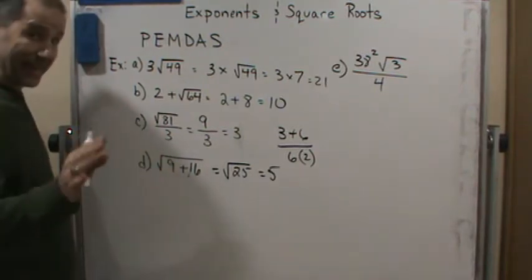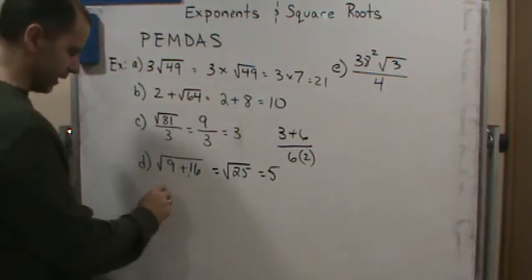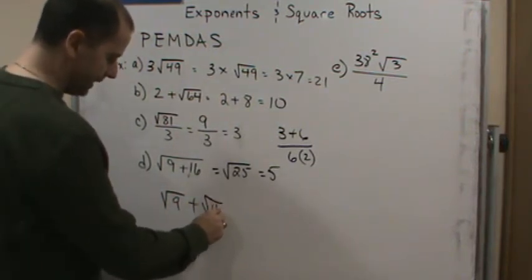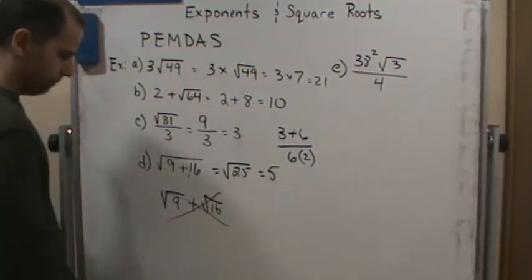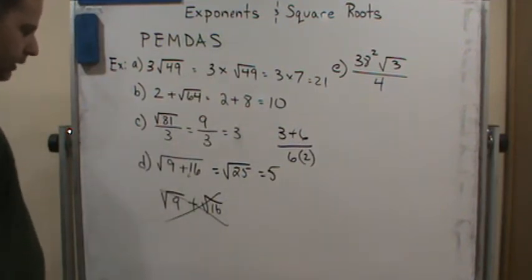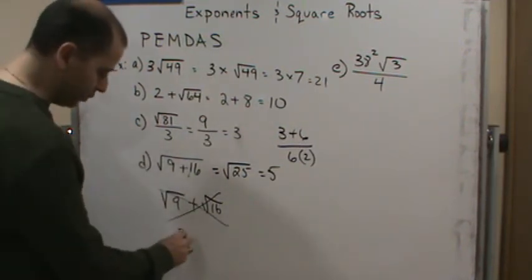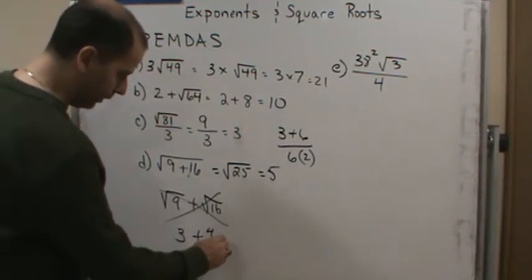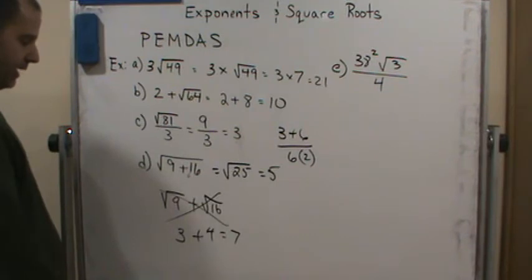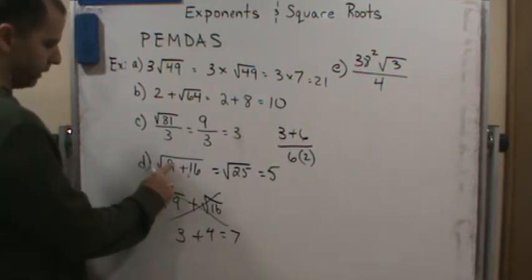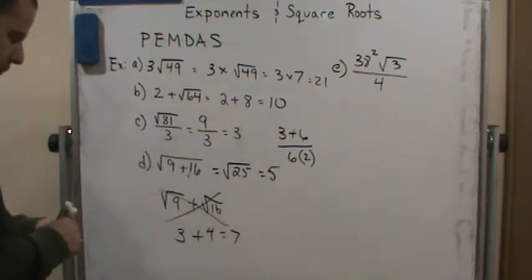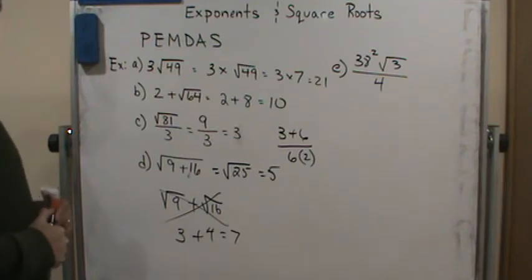Because one thing we cannot do, don't make this mistake, we cannot split this up like that. That would be absolutely wrong. Because if you did that, you would be saying that the square root of 9 plus 16 is 3 plus 4, which is 7. And that would not be the case. You can check that in your calculator. If you take the square root and put 9 plus 16 underneath there, it'll give you 5. So be careful of that.